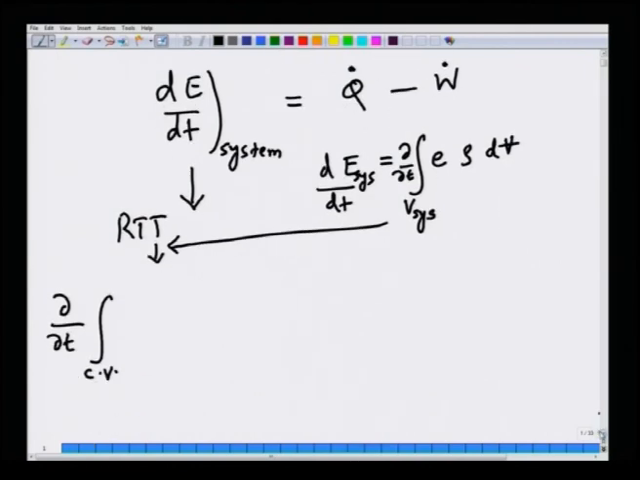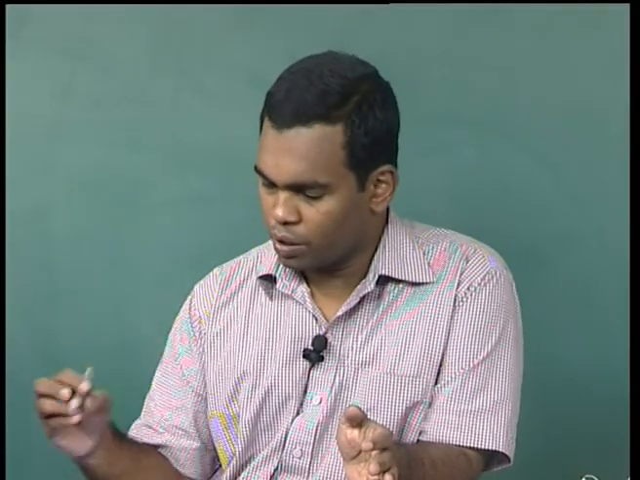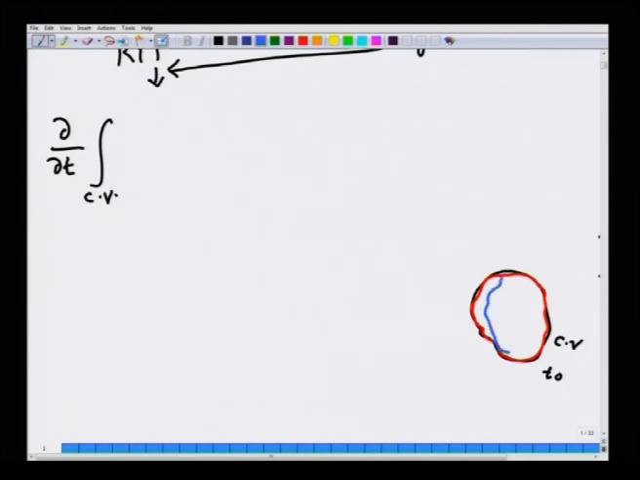Remember that when we use the Reynolds transport theorem, we always imagine that you have a CV, and at some time t naught the system and CV coincide. The system and the CV are exactly the same at time t naught, but the CV is fixed in space, independent of time. The system, which I am marking in red and blue, at a later time, blue is at time t naught plus delta t, would have moved out of the CV by virtue of flow. The rate of change that we are talking about is, at that particular instant t naught, the rate of change of energy of the system.